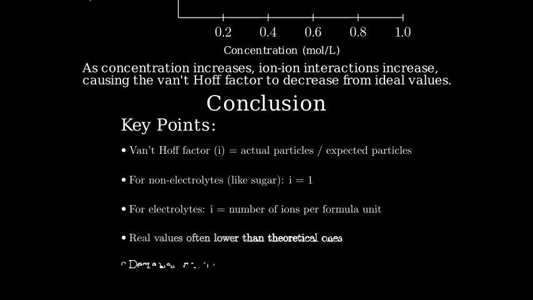Key points to remember. 1. The Van't Hoff factor tells us the ratio of actual particles to expected particles. 2. For non-electrolytes like sugar, i equals 1. 3. For strong electrolytes, i equals the number of ions per formula unit. 4. In real solutions, experimental values are often lower than theoretical ones. 5. The Van't Hoff factor decreases with increasing concentration.